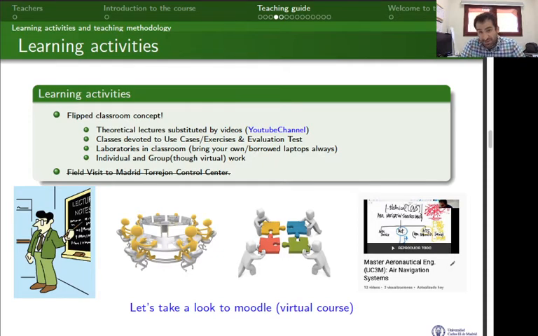In previous years, as you might imagine, we were going to Madrid Torrejón Control Center, to the simulators. This year, this is not going to be possible, so this has been cancelled. All right. Here you have Moodle, in which all these learning activities are going to be uploaded.